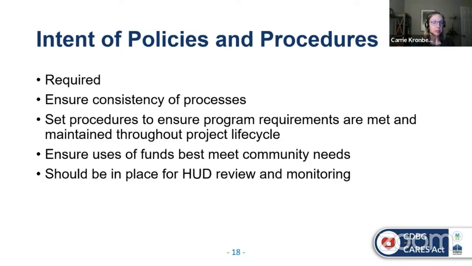And that's something specific to CDBG-CV because we're in an ever-changing and evolving environment. We need to have a policy in place to ensure that our funds are best meeting the community needs at the time. And then, as mentioned, they should be in place for HUD review and monitoring. They'll be looking for specific components in your policies and procedures.